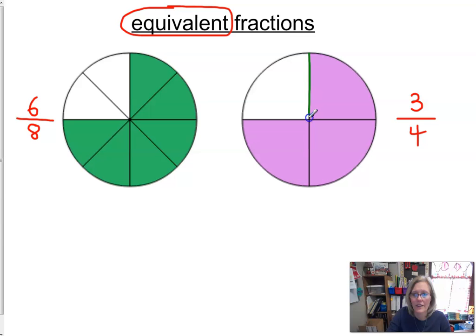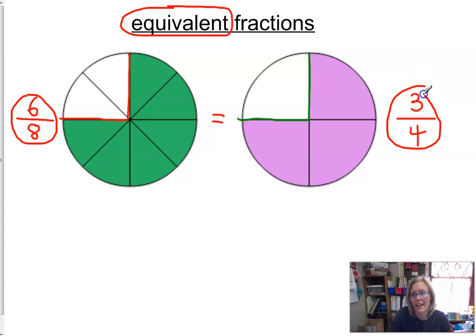And if you look very carefully, let me go back to my lines here. Watch, if I go from here to here, it looks just the same as if I go from here to here. So look, this amount shaded is the exact same size as this amount shaded. Even though they're different fractions, they're equivalent. So if you have 6/8 of a pizza, it's the exact same amount as 3/4 of a pizza. And as a third grader, looking at pictures is the way you decide if things are equal.